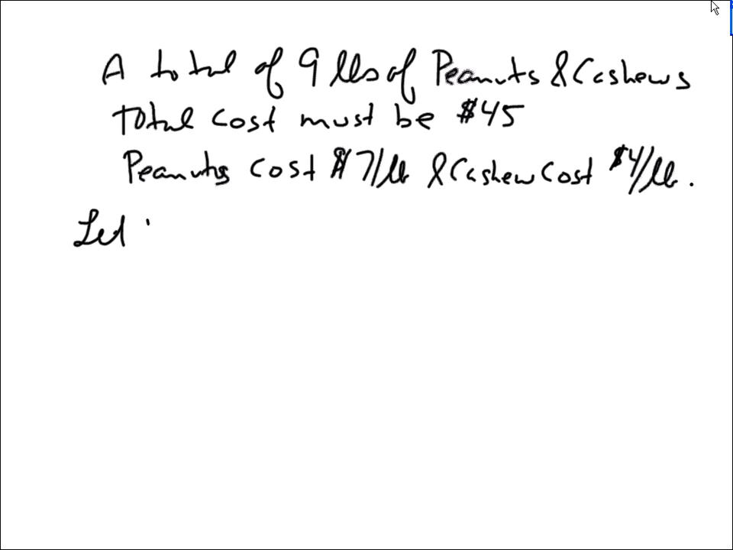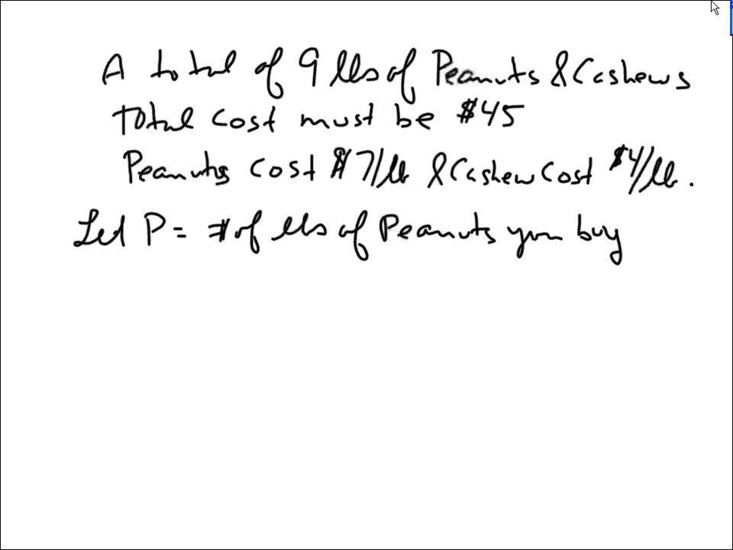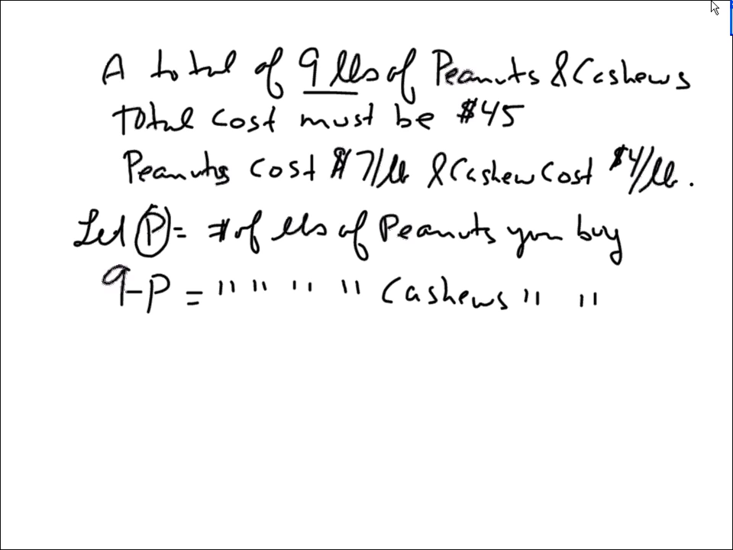So, let P equal the number of pounds of peanuts you buy. Now, you're buying a total of 9 pounds. So, what is the number of pounds of cashew nuts you buy? Well, it's going to be 9 pounds minus the number of pounds of peanuts you bought.